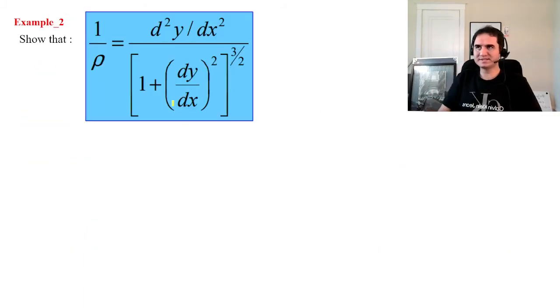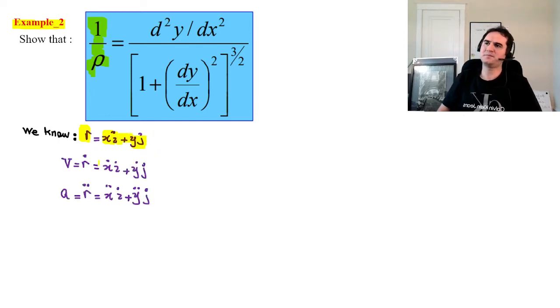Let's review another example. In this example, we want to show that 1 over rho, or curvature, is equal to this second degree nonlinear equation. So how does that go? We already know displacement is x i plus y j in a 2D dimension. V is r dot and goes by x dot i plus y dot j, and a is r double dot and goes by this statement.